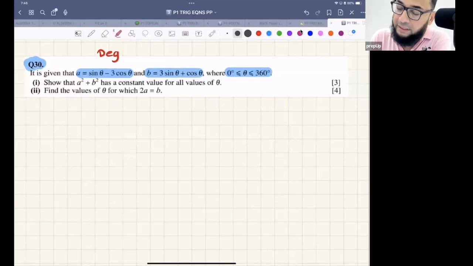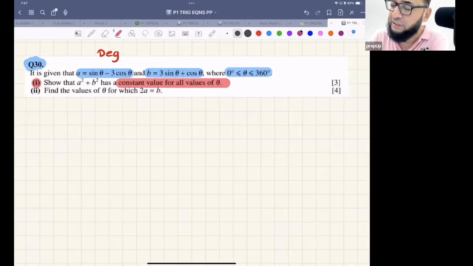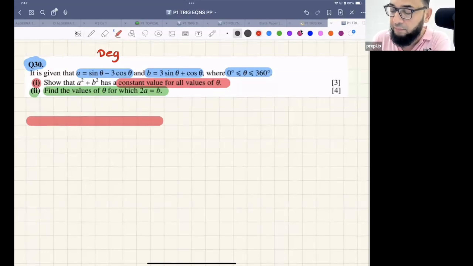The first part is to show that a square plus b square has a constant value for all values of theta. We are doing it for the second time. And last but not the least, find the values of theta for which 2a equals b. So first of all, if I get started with this thing, that is constant for all values of theta, the first part is like a proof.